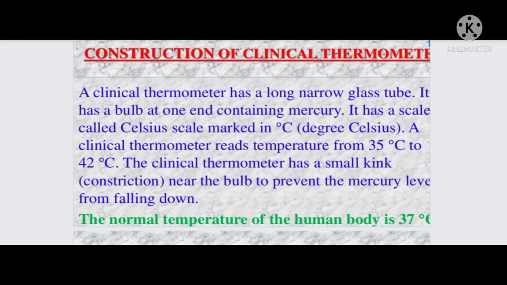Construction of clinical thermometer. A clinical thermometer has a long narrow glass tube. It has a bulb at one end containing mercury. It has a scale called Celsius scale marked in degree Celsius or degree C. A clinical thermometer reads temperature from 35 degrees Celsius to 42 degrees Celsius. It has a small kink near the bulb to prevent the mercury level from falling down. And students, do you know the normal temperature of the human body is 37 degrees Celsius.